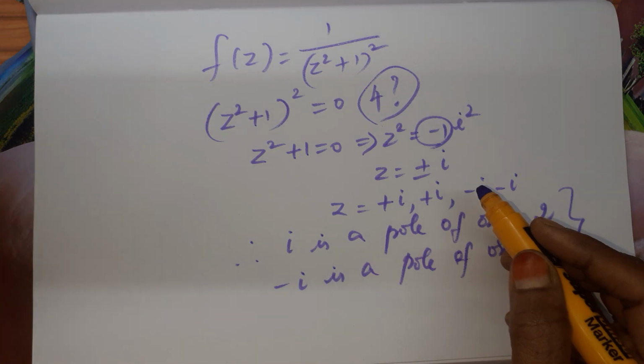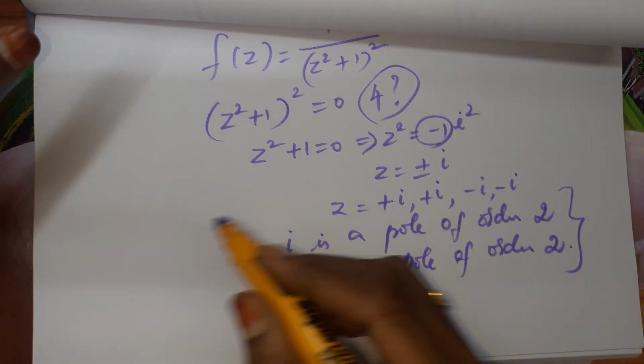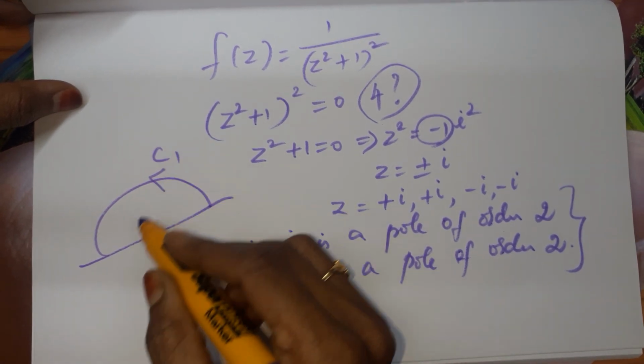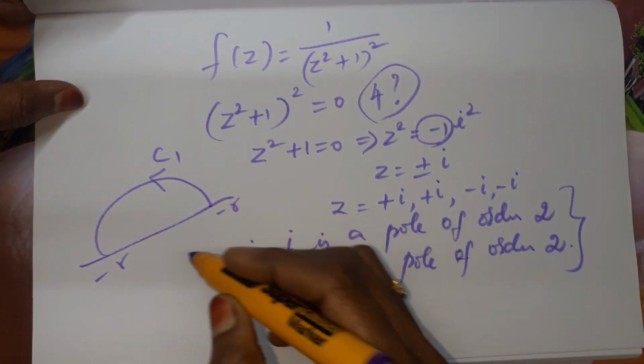After the confirmation, if these two poles are lying inside the curve, what is the curve we have? We have the half circle with the straight line minus r to plus r.